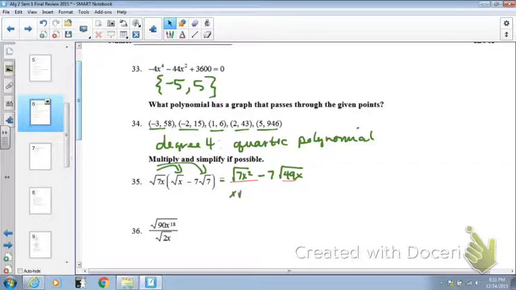I'm going to have an x out front, square root of 7, minus, I still have the 7 on the outside there, and then square root of 49 is 7, and I have the square root of x. It can be simplified just a hint more by multiplying here, and so I end up with x square root of 7 minus 49 square root of x.